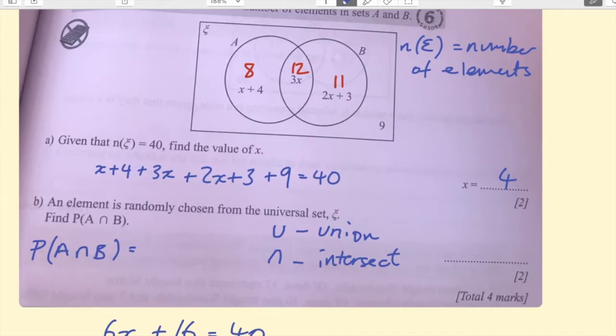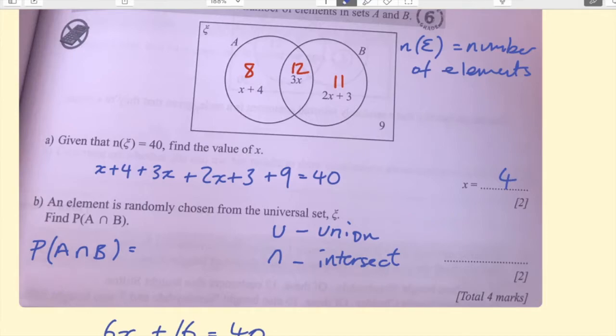31. Well, they tell us, don't they? They say there's 40. There are 31 in A and B, but remember we need to include that 9 as well.